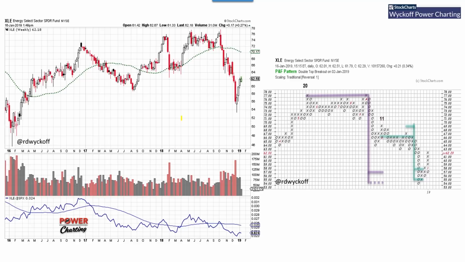Okay, so here a slightly different picture. This is energy, XLE. Energy is very interesting on a couple different levels. One is, again, like the staples, notice that since late 2016, energy has pretty much been in a downtrend. It attempted to rally here in early 2018, but then failed again. And you can see that since the middle of 2018, relative strength has been declining and downward.